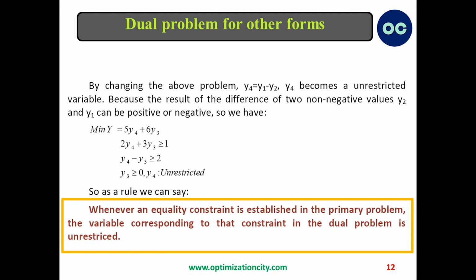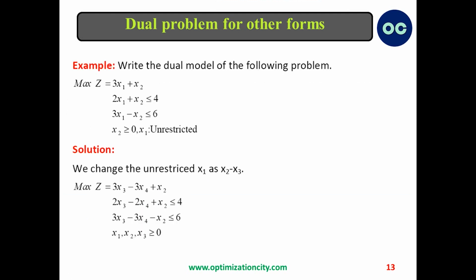Here is a general rule to keep in mind. It's a very important rule. Whenever an equality constraint is present in the primal model, the corresponding variable in the dual model becomes free in sign. So this is a very important point you should consider to write the dual model. Given another example.